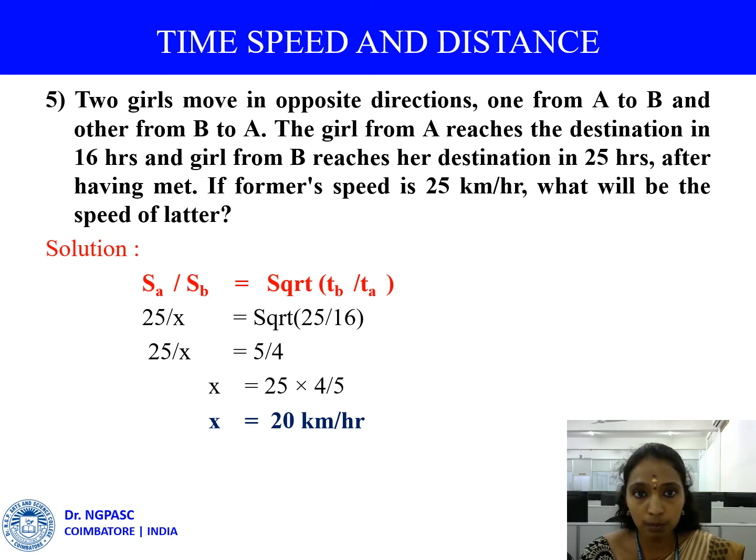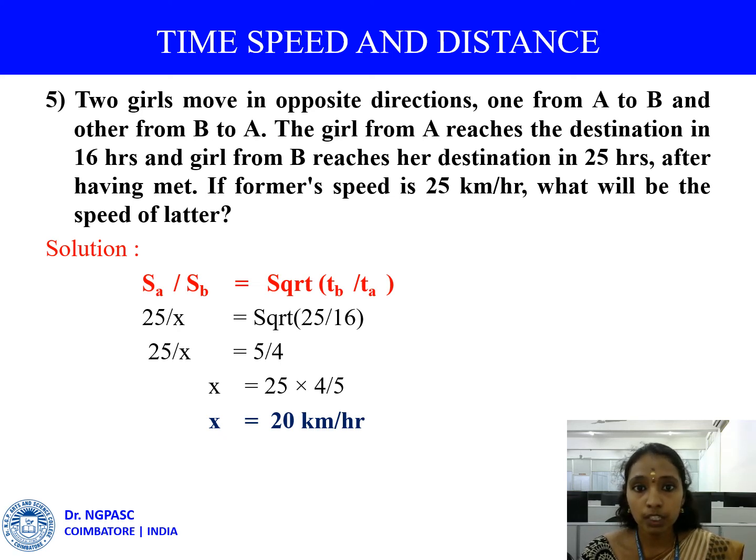Two girls move in opposite directions, one from A to B and the other from B to A. The girl from A reaches the destination in 16 hours and the girl from B reaches the destination in 25 hours after having met. If the former's speed is 25 km per hour, what will be the speed of the latter?